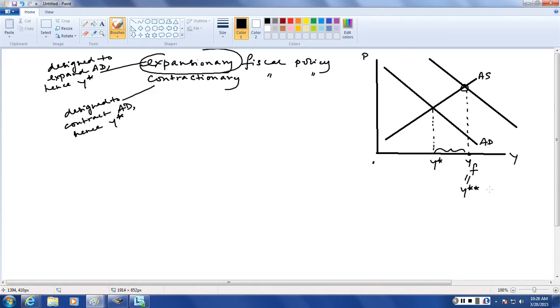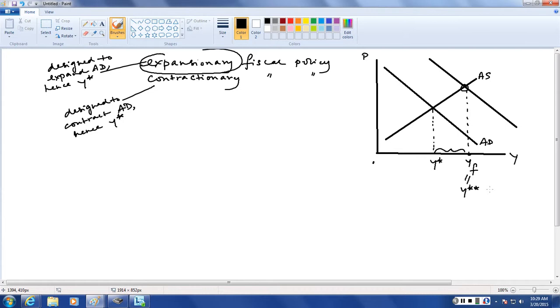Expansionary fiscal policy. Fiscal policy designed to shift the AD curve to the right. Correct? Now in my previous question, we had a decrease in government spending. Is that right? Now what kind of fiscal policy would that be? Expansionary or contractionary? Contractionary. Right? Now you tell me, when would contractionary fiscal policy be called for? Would there be any need for contractionary policies? Yes, inflation. That is correct.